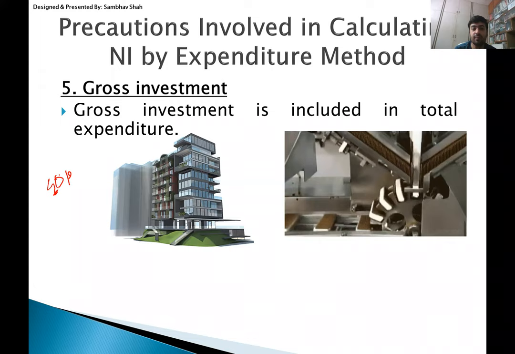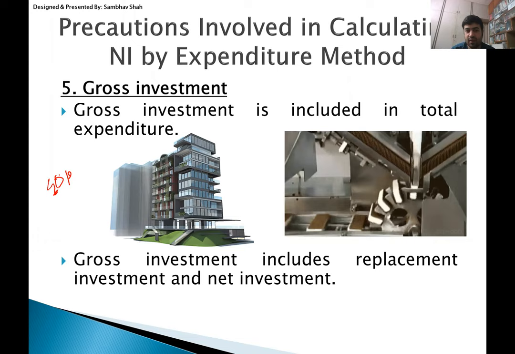Agar ab baat kar rahe ho, to include hoga hi, right? Net term baad mein karenge uska, right? Gross investment includes replacement investment, right? And net investment. Uska matlab ki replacement investment, depreciation jo aap charge kar rahe ho wo, aur net investment, dono hi uske andar include ho jata hai, right? Agar usme se aap depreciation minus karoge to aapko net investment milega properly. Hope you understand this.